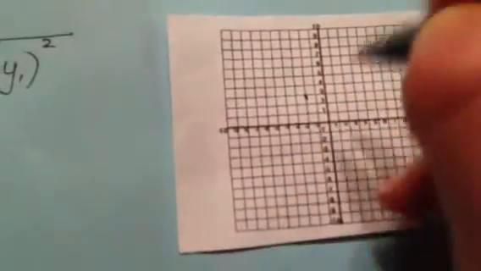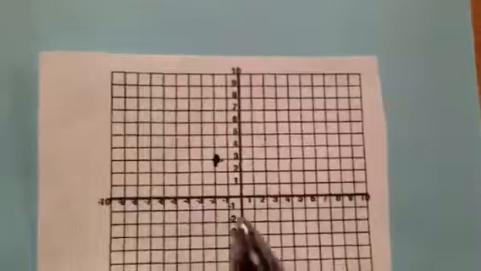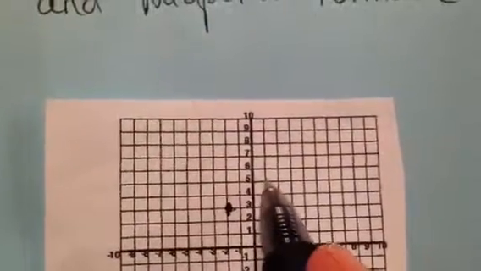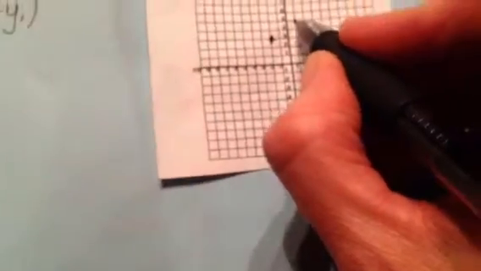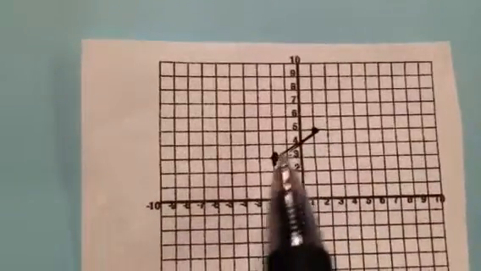Let me make sure I should have taped that down. Okay, so there's that point right there, negative 2, 3. And then my other point was 1, 5. So I'm going to go over 1 and then up 5. So I'm right here. So there we are. They're wanting you to find the distance exactly between those 2 points.